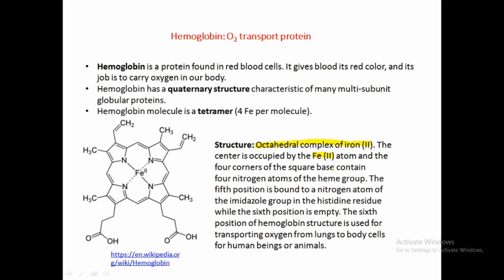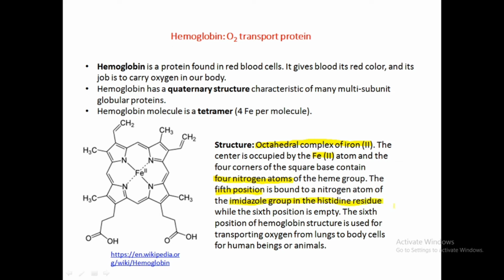Now coming to the 6 coordinate system. The 4 corners of the square base contain 4 nitrogen atoms of the heme group. That's why I started with porphyrin in the beginning, because you can see there is a porphyrin system around your central metal atom. The base, the square, is formed by 4 bonds to the nitrogen atoms of the heme group. So 4 out of 6 bonds are clearly visible. The 5th position is bound to a nitrogen atom of the imidazole group in a histidine residue. So this is the next thing to note.